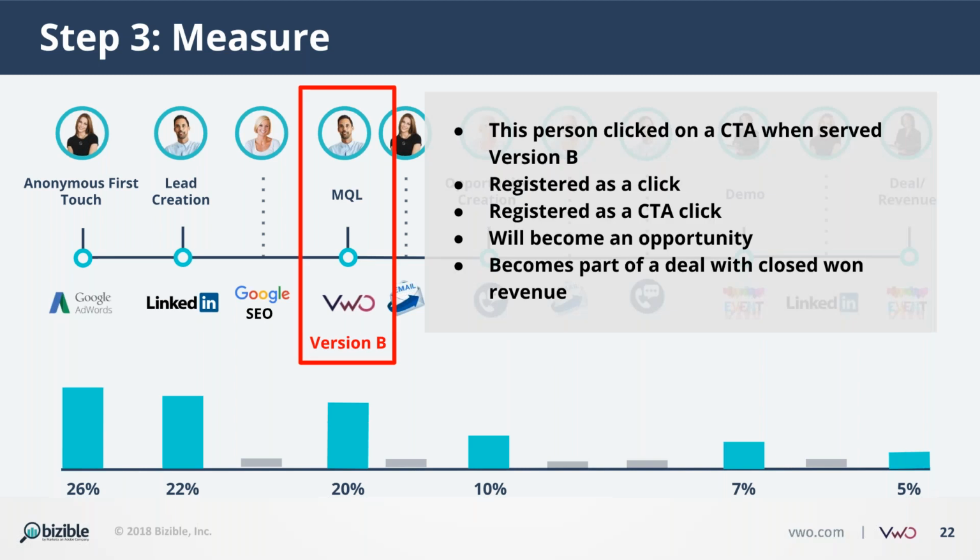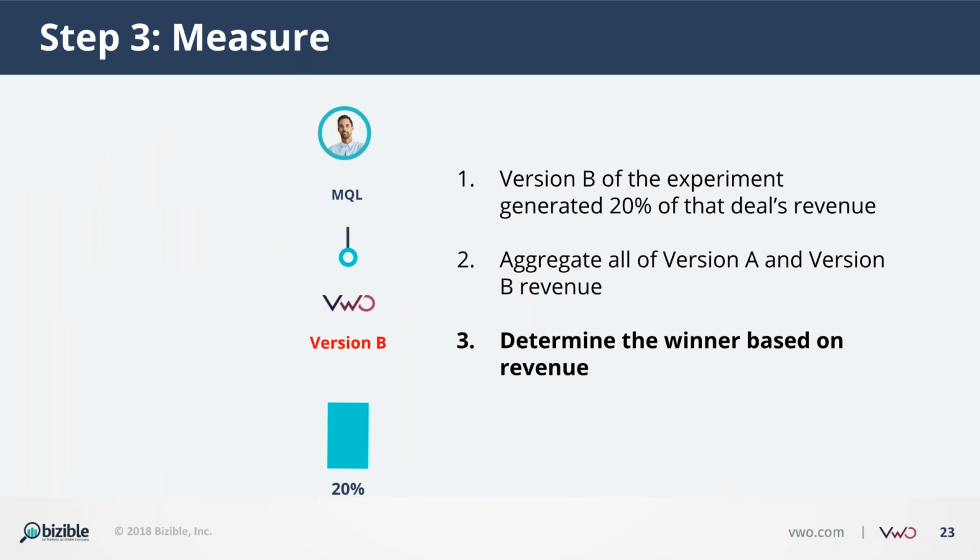So we can isolate him. We can see here that this person clicked on the CTA when he saw version B. This will register as a CTA click. He'll be included in an opportunity influence analysis, the better measurement that I just talked about. But most importantly, we can now directly connect him to revenue. Again, we can see that experiment B is associated with that 20% of the deal's revenue credit.